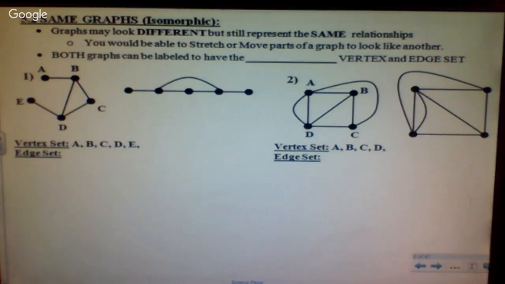Okay, so when we left off yesterday, we were drawing different graphs, and we talked about the fact that your graph doesn't have to look the same as the graph beside you. These graphs are called isomorphic graphs, and all that means is they're the same graphs. They represent the same things, they just look different. So when you have these, both graphs can be labeled to have the same vertex and edge set.